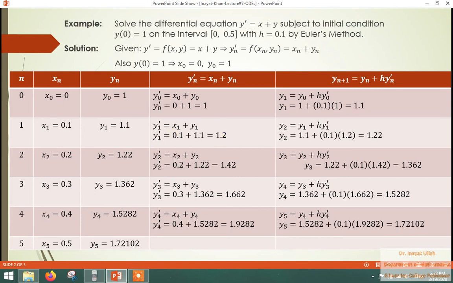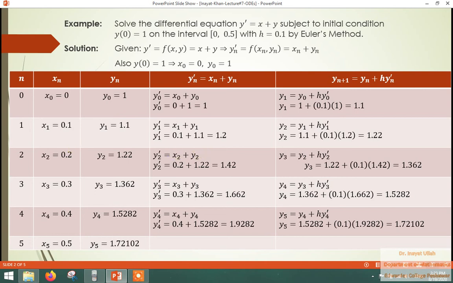So that is the value for y1 prime, and whenever you put n is equal to 1 in this Euler's formula, you will get y2 is equal to y1 plus h times y1 prime. Replacing y1 by 1.1 from here, h by 0.1, and y1 prime, which has been calculated here as 1.2. Adding these, we'll get y2 is equal to 1.22.